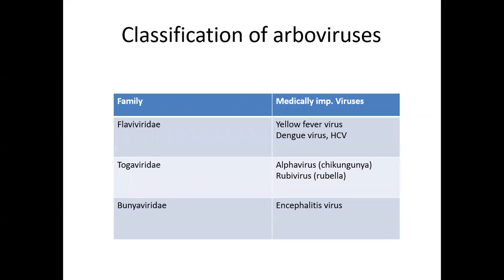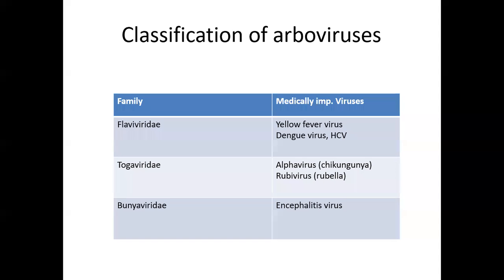Classifying the arboviruses, they are classified into three families: Flaviviridae, Togaviridae, and Bunyaviridae. The viruses which belong to the Flaviviridae family are the yellow fever virus, dengue virus, and the hepatitis C virus. So remember which viruses belong to the Flaviviridae.